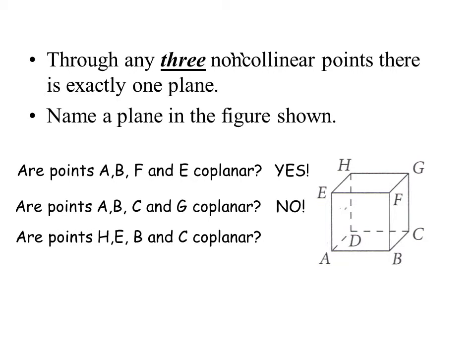This can get a little tricky though. Let's look at points H, E, B, and C. So I have HE up here in the top of the box and BC here at the bottom of the box. But they are coplanar because I could actually join them with a parallelogram kind of going diagonally through the box.